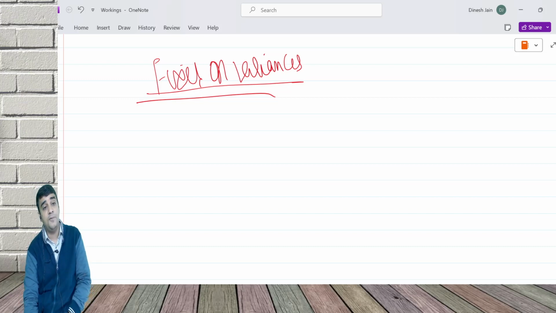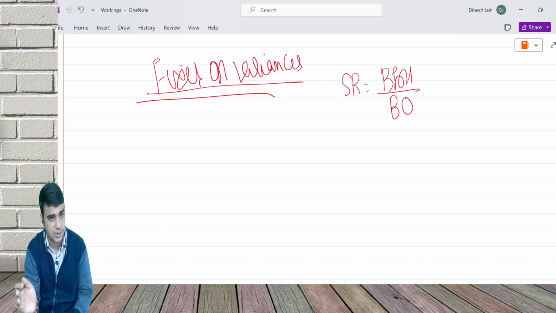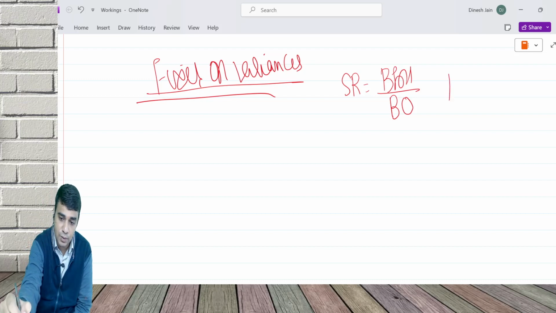So in fixed overhead variances, every organization at the beginning of the year will determine SR. What is SR? It is budgeted fixed overhead by budgeted output or budgeted hours. For Bharadwaj Institute we would have done budgeted fixed overhead by budgeted students. Then we get to know AR.